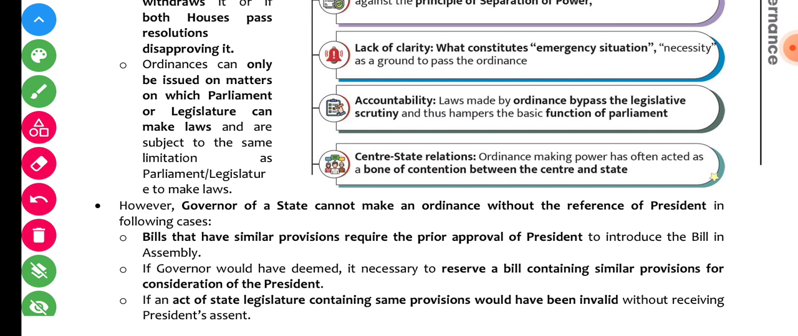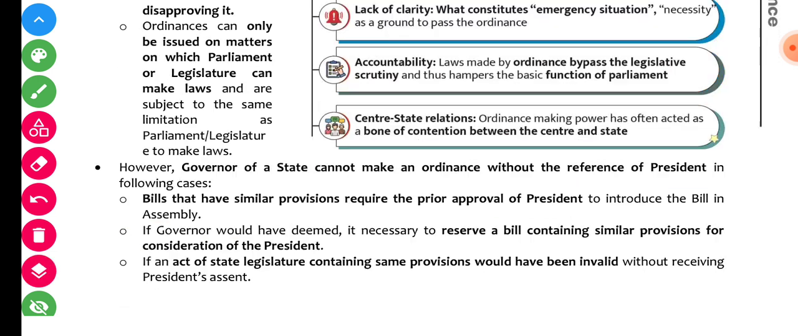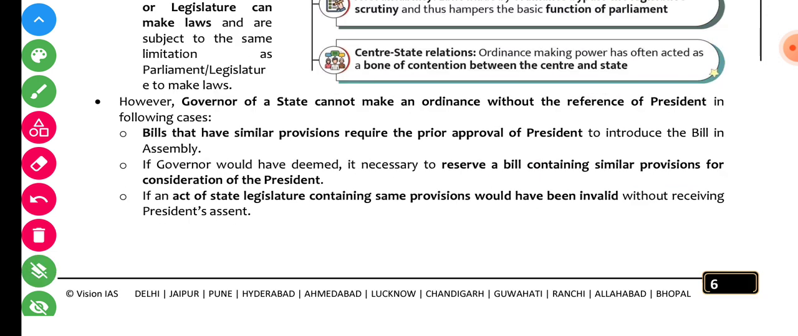Ordinances can only be issued on matters on which Parliament or the legislature can make laws, and are subject to the same limitations as Parliament or the legislature to make laws. And the Governor of a state cannot make an ordinance without the reference of the President in the following cases. So these are very important. Remember these facts.